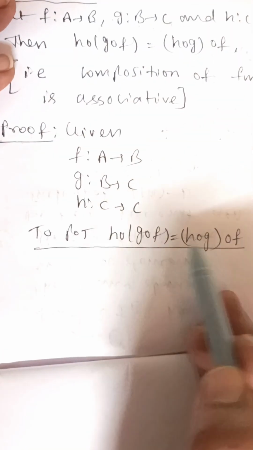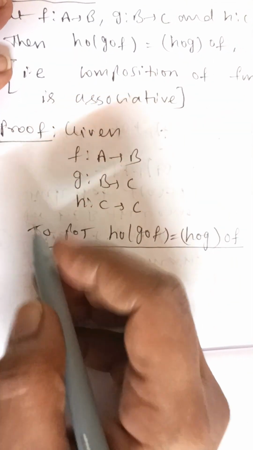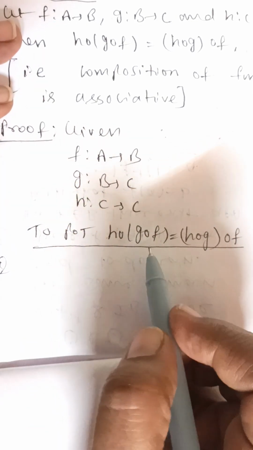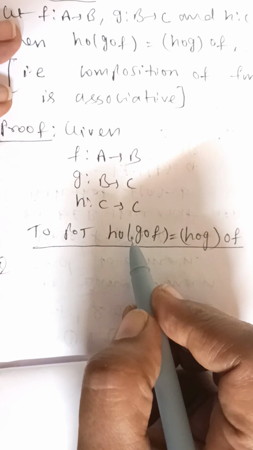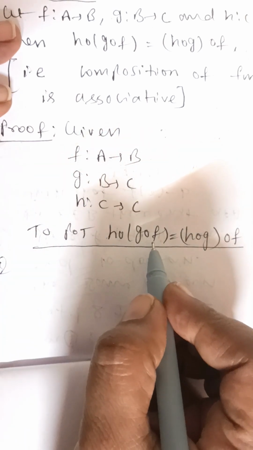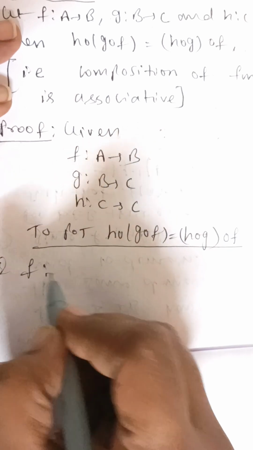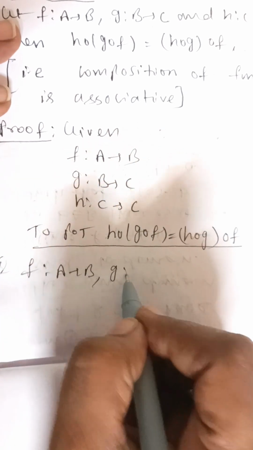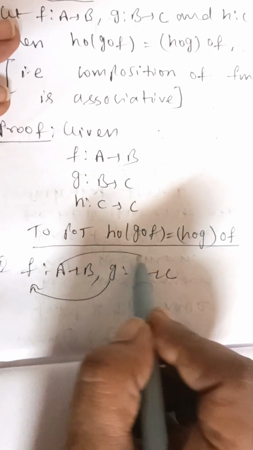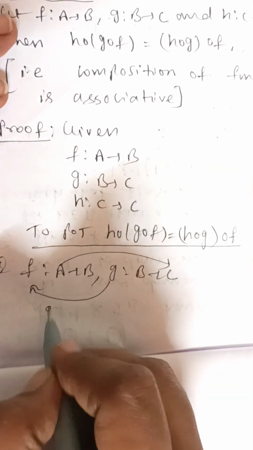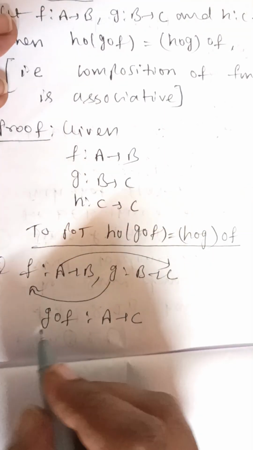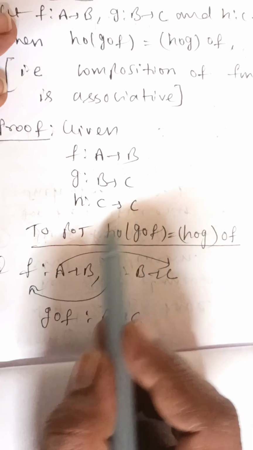Okay, there are two parts to prove. The first one is both functions have the same domain and codomain. So the first thing, for the left side function, we find its domain and codomain. So first take the g circle f function's domain and codomain. To find that, first take f. f maps A to B, g maps B to C. Then g circle f maps A to C.